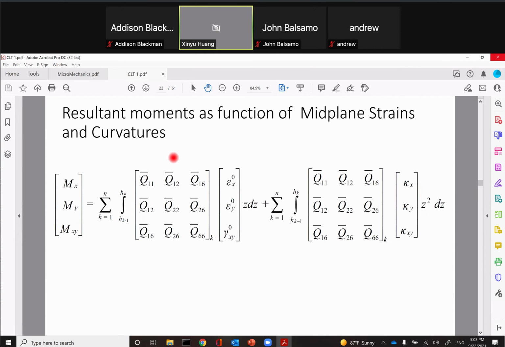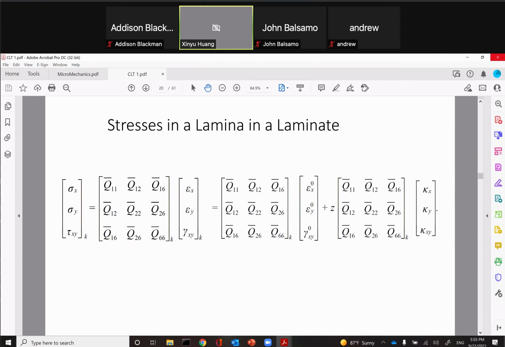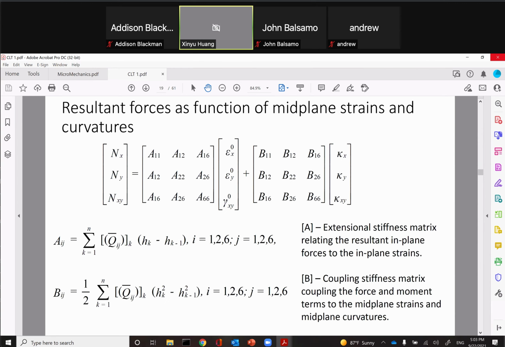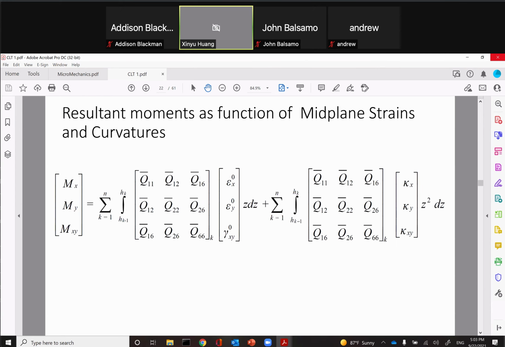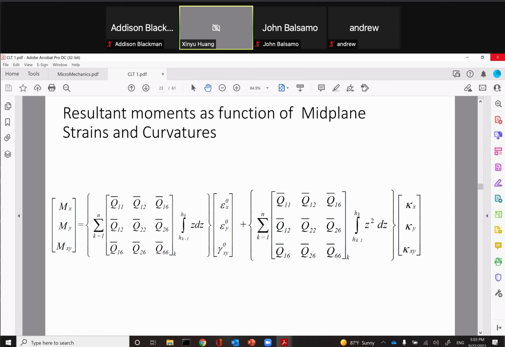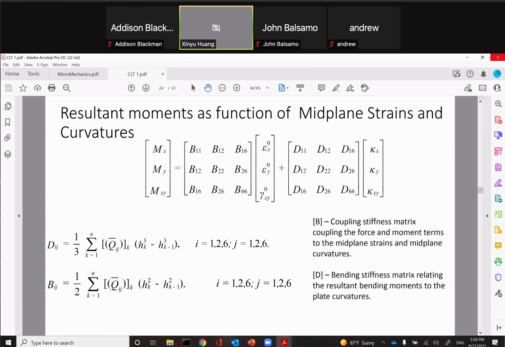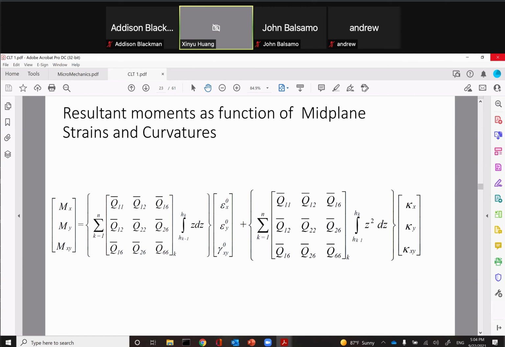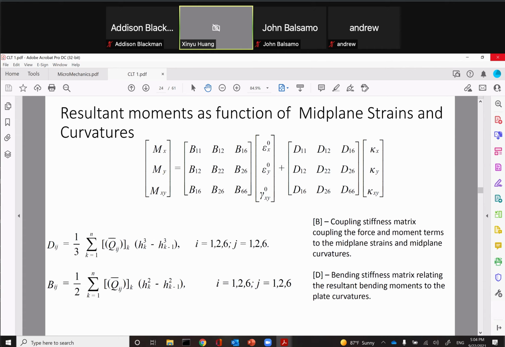It turns out if you look at this matrix for the moment equilibrium equation, it's actually the same as the second matrix in the force equilibrium. You can prove the second matrix in the force equilibrium is the same as the first matrix in the moment equilibrium. That's the same matrix. So the moment balance becomes B times midplane strain. D is the new matrix that involves integration of Z squared. We call that D.